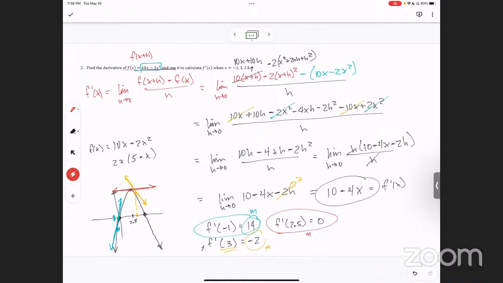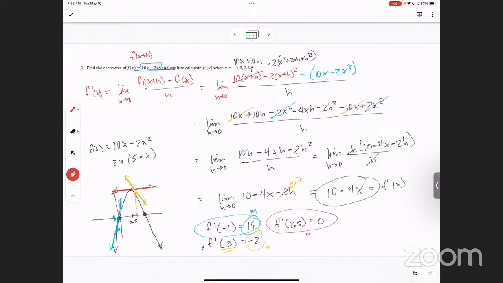In fact, pretty soon you won't even do all of this mess. There's a really quick and easy shortcut to do this where I could have looked at this right away and said, oh yeah, that's just 10 minus 4x. I would have immediately been able to tell you without even doing any work. The slope or the derivative of this is 10 minus 4x.